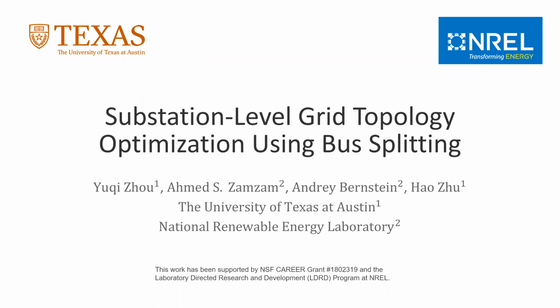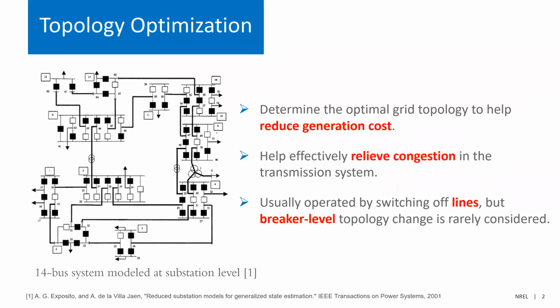So in this work, we're trying to design topology optimization algorithms in power systems, which can incorporate substation level topology changes. First of all, let me introduce the definition of topology optimization. Topology optimization is trying to change the network topology in power transmission systems so as to determine the optimal topology to help reduce the generation cost. And it can help effectively relieve congestion in the transmission system.